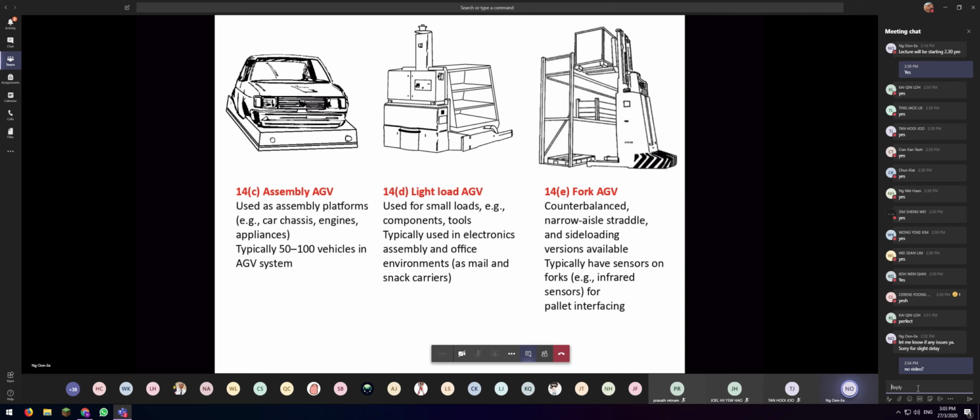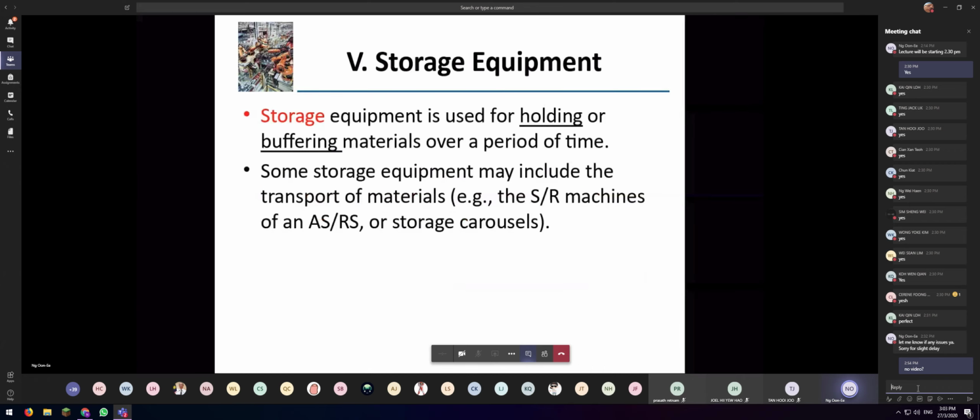Fork AGV, you need counterbalancing, because obviously if you have a heavy load on one side, then you need a heavy load on the other side to balance it. You can have narrow aisle, straddle, side loading, and these are a bit more complex to design because they are interacting and having to be inserted into your storage area. So you need to make sure that there's no collision and things like that.